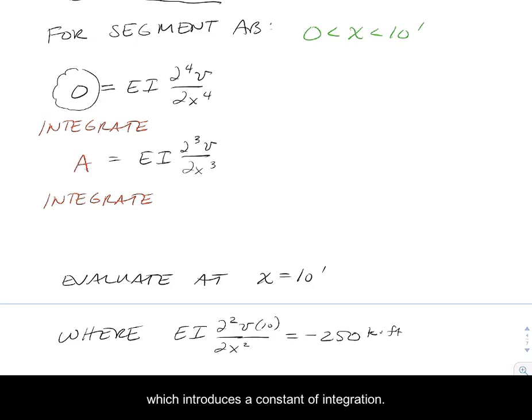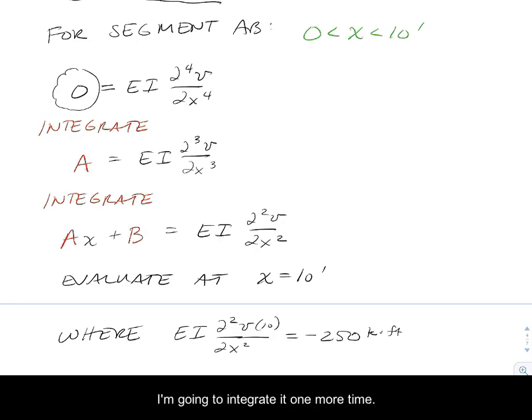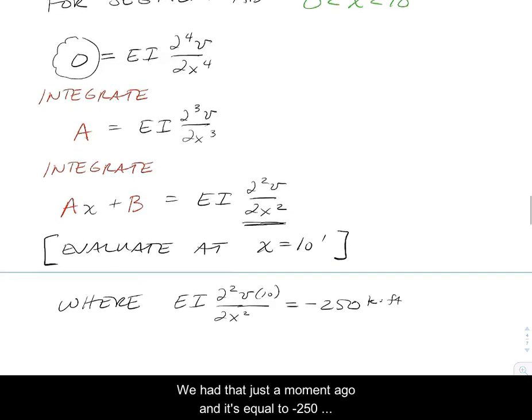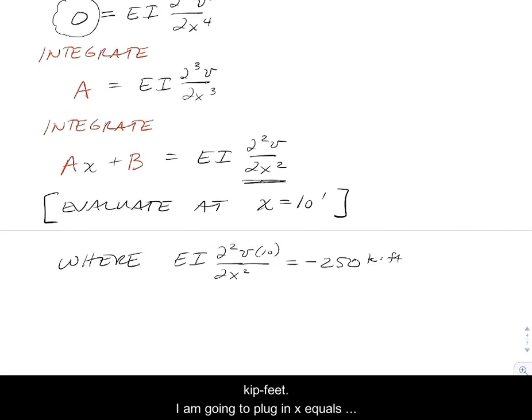I'm going to integrate that. It introduces a constant of integration. And I'm going to integrate it one more time. Now I have a curvature equation. And so now it would make sense to evaluate that at x equals 10 feet because I know the moment at x equals 10 feet in the beam. We had that just a moment ago. And it's equal to minus 250 kip feet.